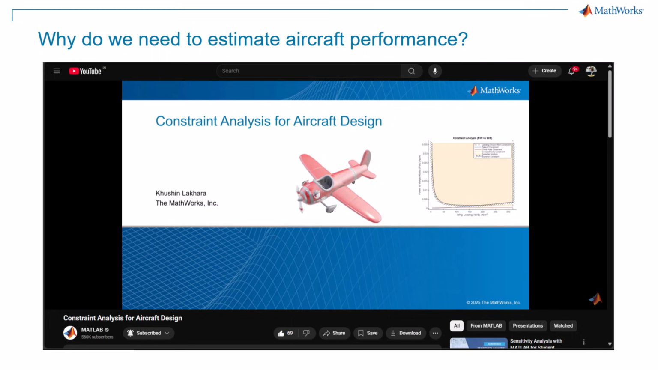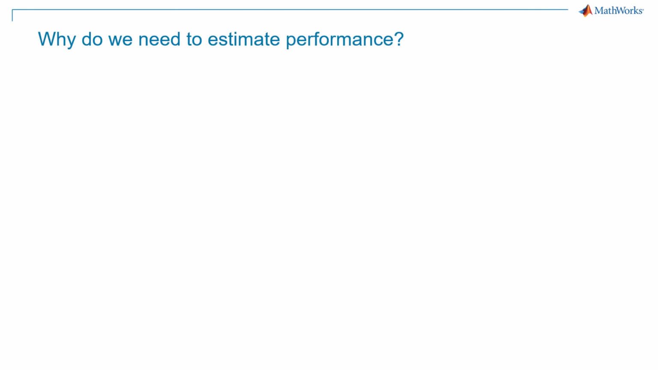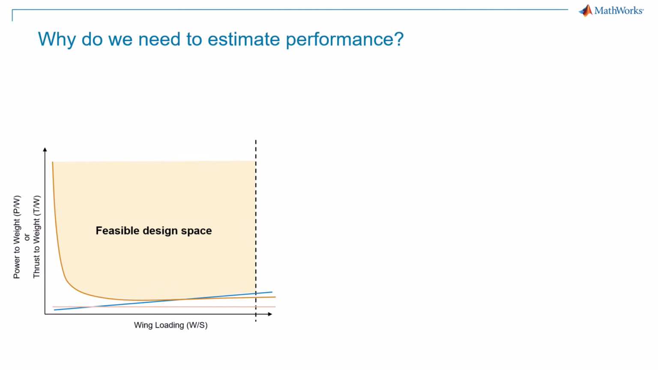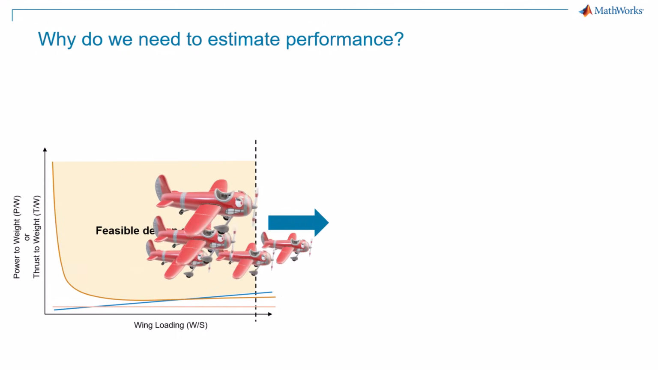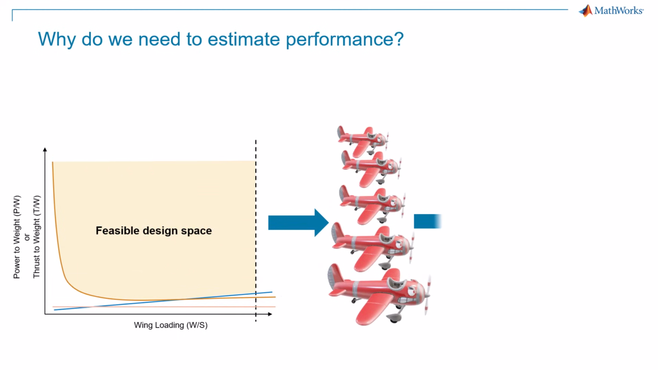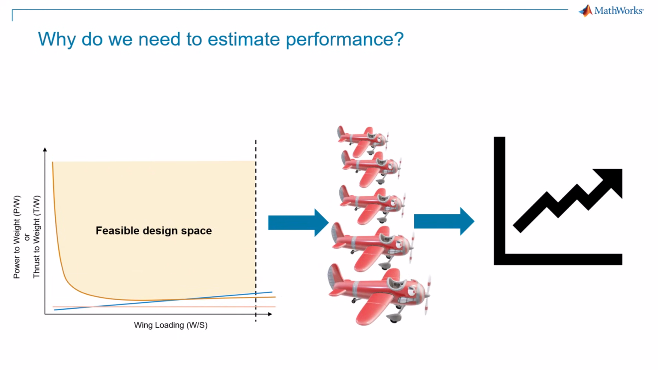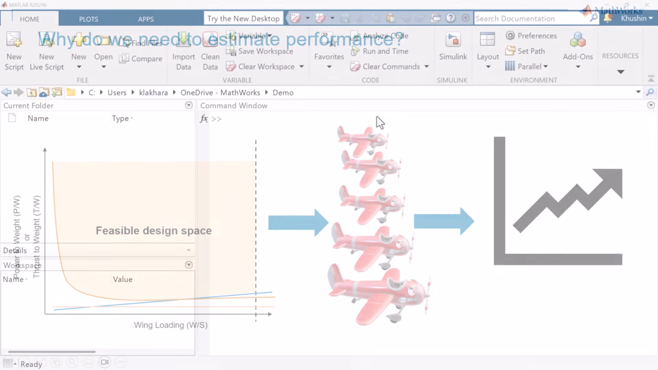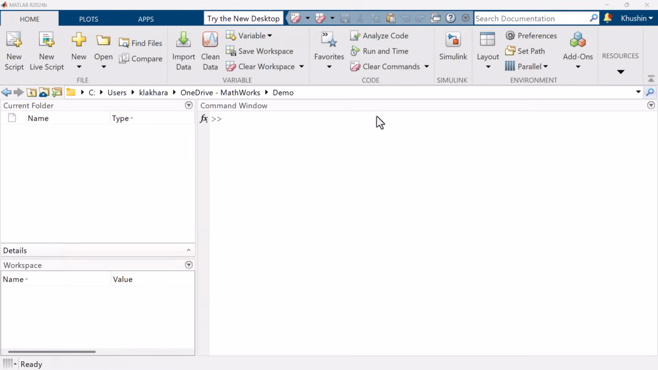Based on these initial parameters, other component sizing and their locations are calculated. Depending on the initial choice in the design space, we can have multiple solution aircraft that meet design requirements. To compare these designs, we need to estimate the performance of the given aircraft design. For this purpose, we will use the Aircraft Performance Analyzer live task. Let's move to MATLAB and explore Aircraft Performance Analyzer live task.